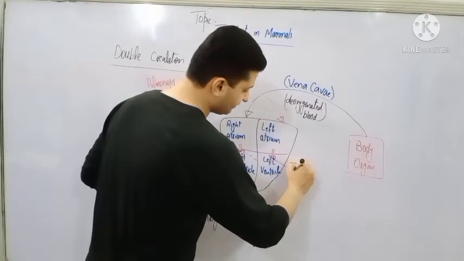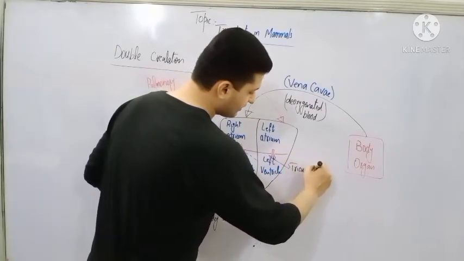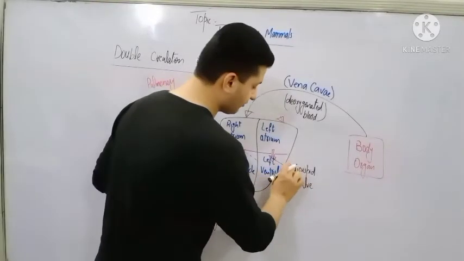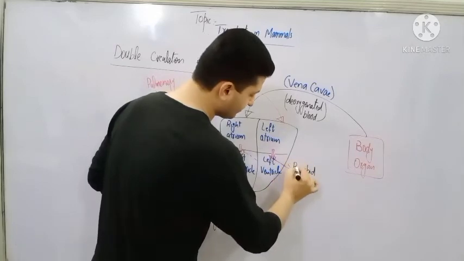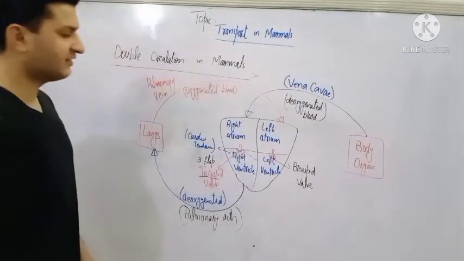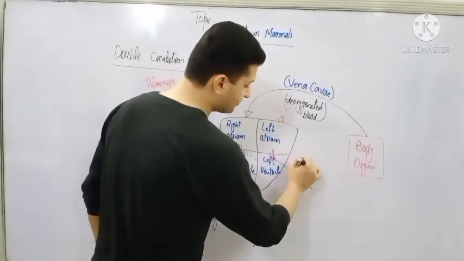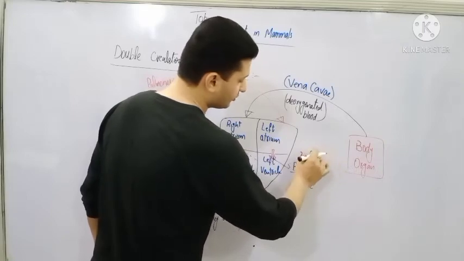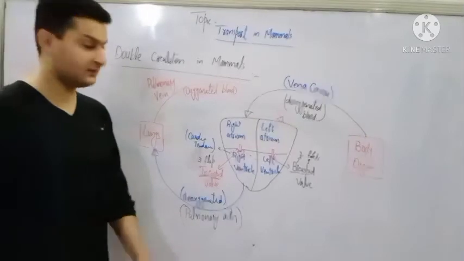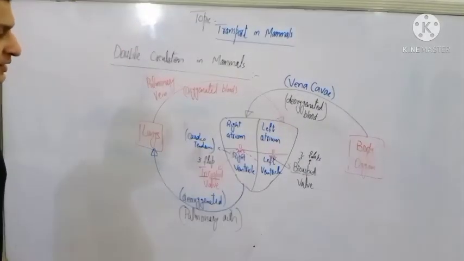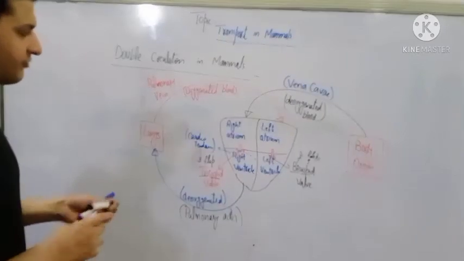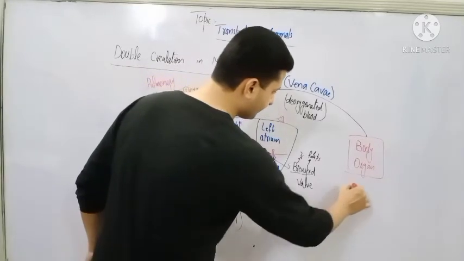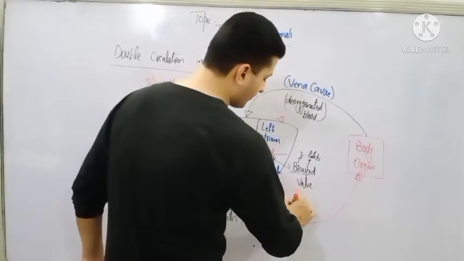The valve on the right side is known as the tricuspid valve. This one is the bicuspid valve, because bi means two, and cuspid means flaps. So it has two flaps, which is why it is known as the bicuspid valve. And when the left ventricle contracts, the blood moves to the whole body.